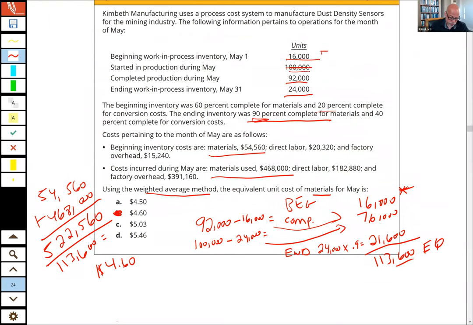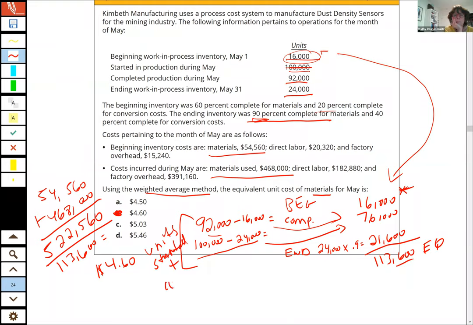Well, you could if you wanted to, depending on how you're more comfortable. Yeah, you could ignore the started, or you could say, well, if they started 100,000 and 24,000 aren't done yet, then they've only completed 76. You found it for the ones that were in beginning inventory right here, right? Or if you want to say, well, completed, they completed these 16,000 and I already accounted for the 16,000 up there, so I'm going to subtract it from the completed to get the units started and completed. That's really the number you're looking for here, Kathy, is the units started. That middle number. Started and completed.